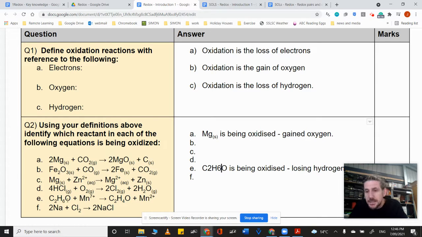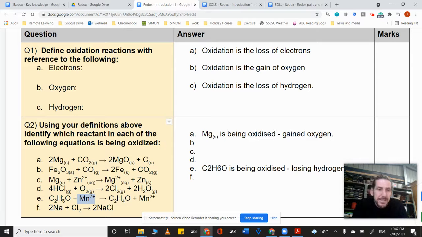Now let's pretend I didn't see the hydrogen there. Let's have a look at this manganese. What's this manganese doing? This manganese is going from 7 positive down to 2 positive. So what that means is it must be gaining electrons, because the charge is going down, it must be gaining negative things. So therefore, that's the opposite of oxidation, because oxidation is loss of electrons. The manganese is gaining electrons. That means that's being reduced.